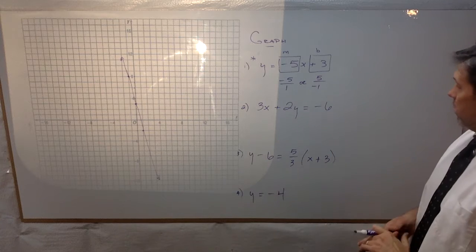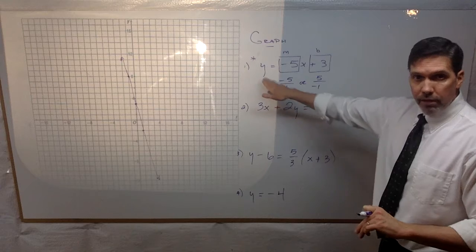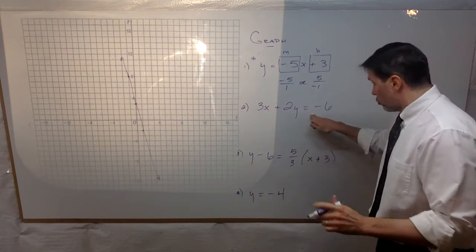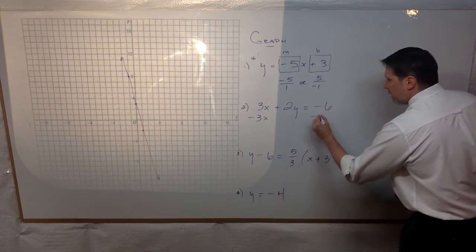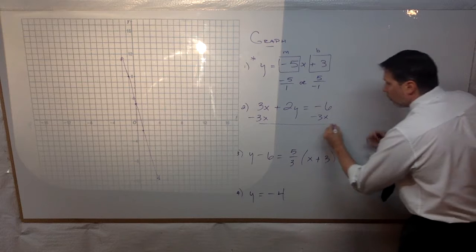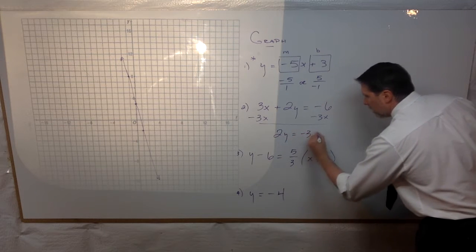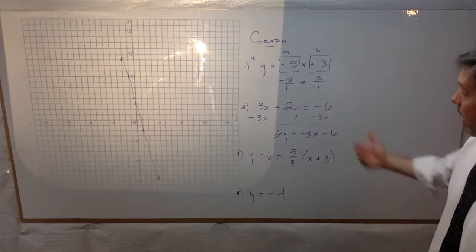Your second line, 3x plus 2y equals negative 6. Well, here we have a problem. It is not in slope-intercept form. We need it solved for y. So my first step, I need to solve this for y. I'm going to subtract 3x from both sides. Now, of course, these don't combine. We would write this as 2y equals negative 3x minus 6. Right? And then you're one step away.